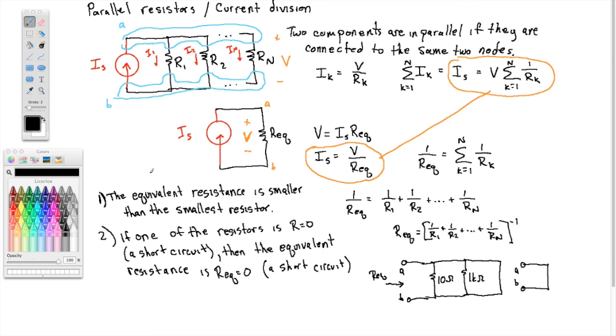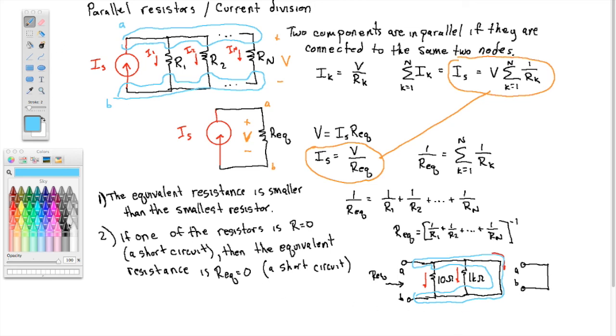No current, let's try to understand this. No current will go this way, and no current will go this way. It will all go through the short. The reason is, again, those nodes with the short, this is all one node. This is all one node. So the difference in potential across this resistor is 0, and the difference in potential across this resistor is 0. And going back to the marble analogy, what happens when the height difference at both ends is 0? The marble does not roll, and you get no current.